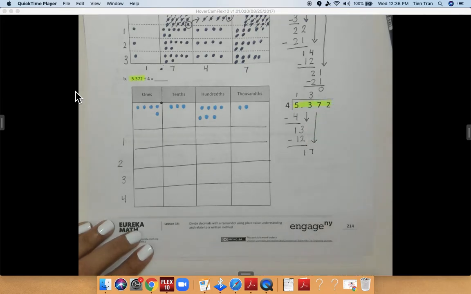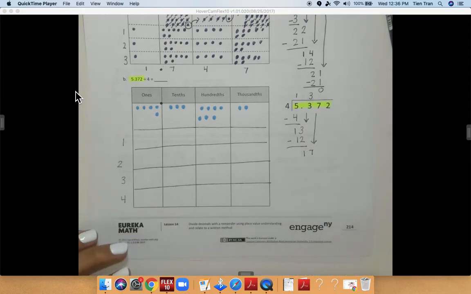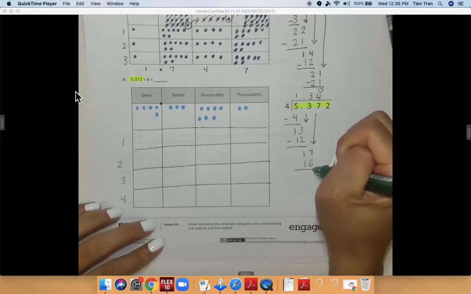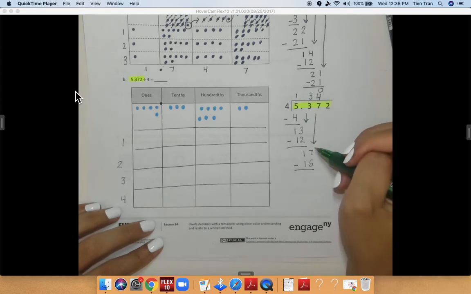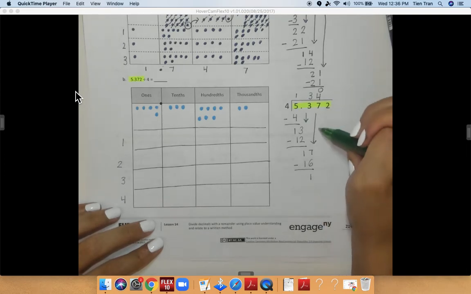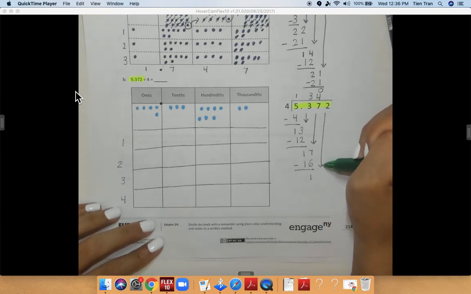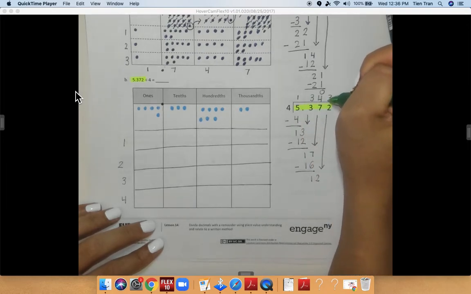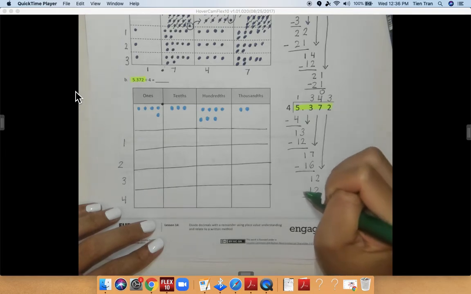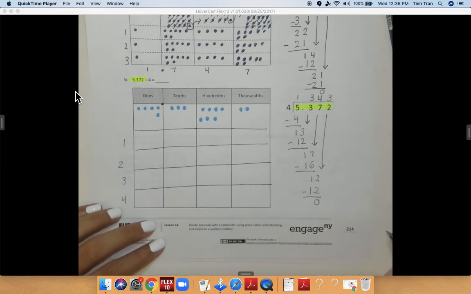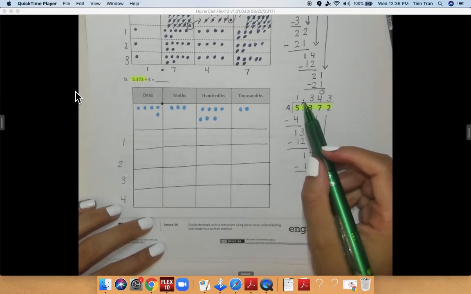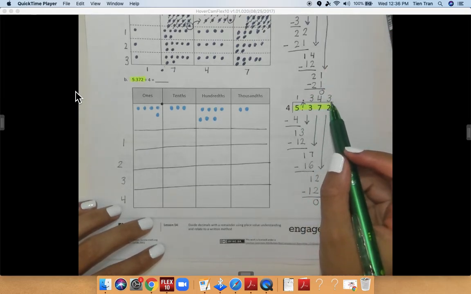4 can go into 17. How many times? It can go into 17 4 times. 4 times 4 is equal to 16. 17 minus 16 is equal to 1. And I can bring down the 2. Okay, 4 can go into 12 3 times. Subtract. 12 minus 12 is equal to 0. Now I'm going to make sure I bring up my decimal. So my answer is 1 and 343 thousandths.